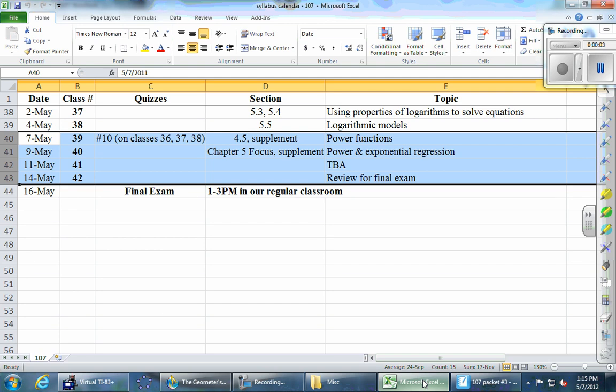Okay, so we'll start by looking at the calendar. You can see there's not a whole lot left to the calendar. We're really getting to the end. Today we talk about power functions. Next class we talk about regression. And then on Friday and a week from today, the Monday, we'll review for the final.